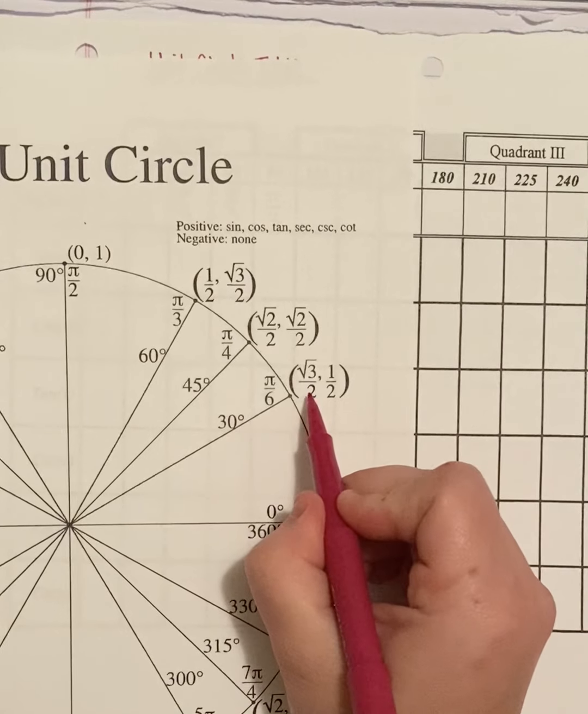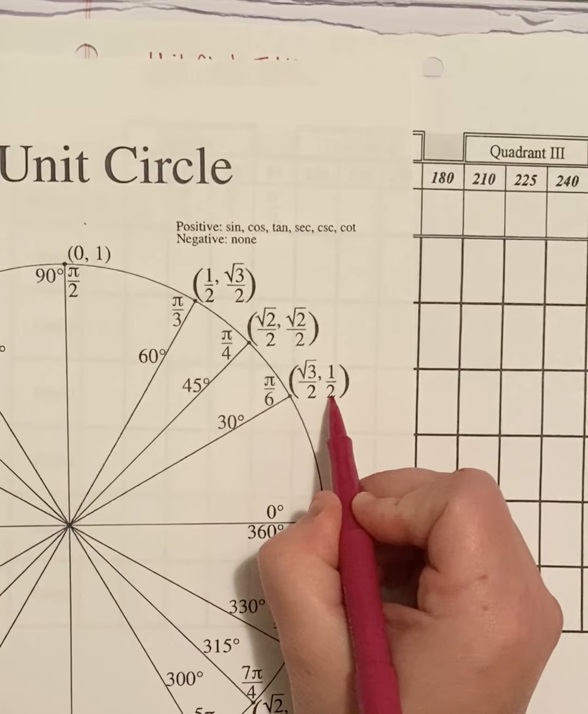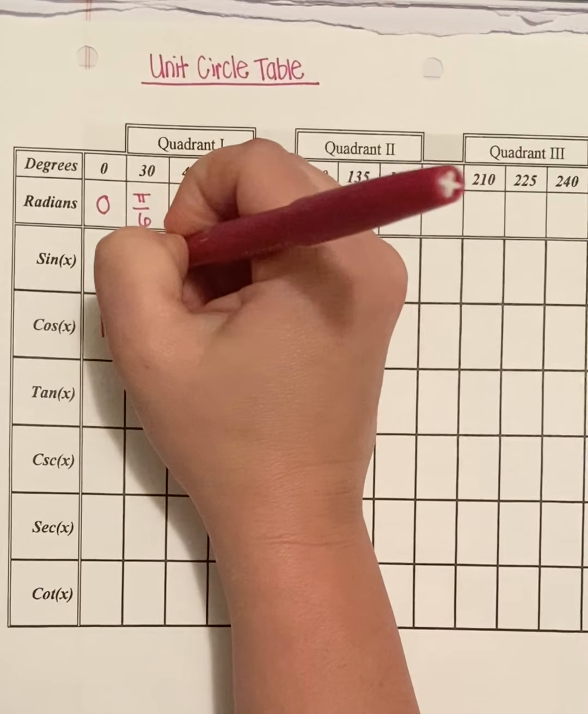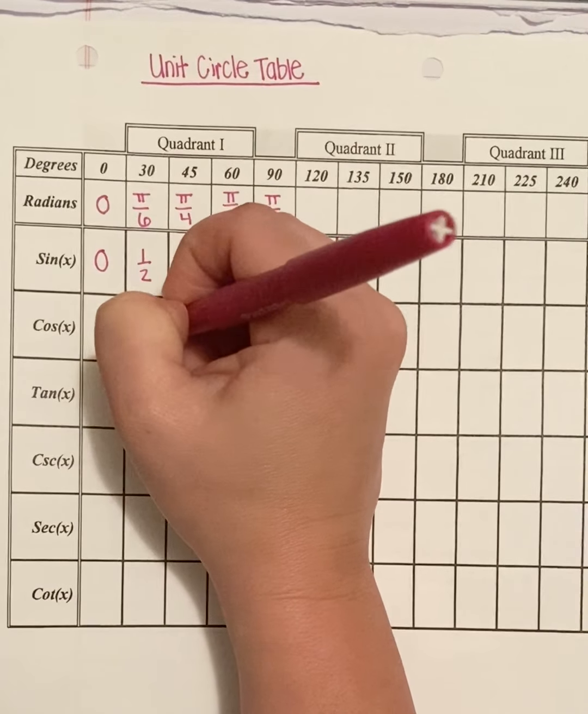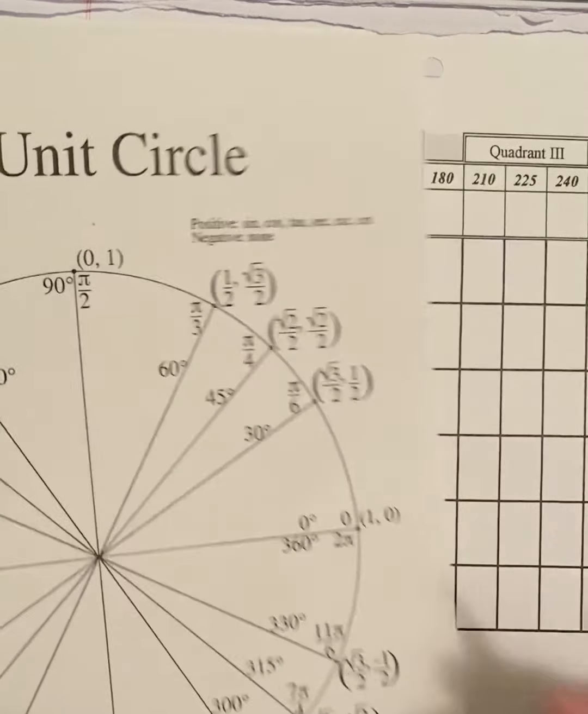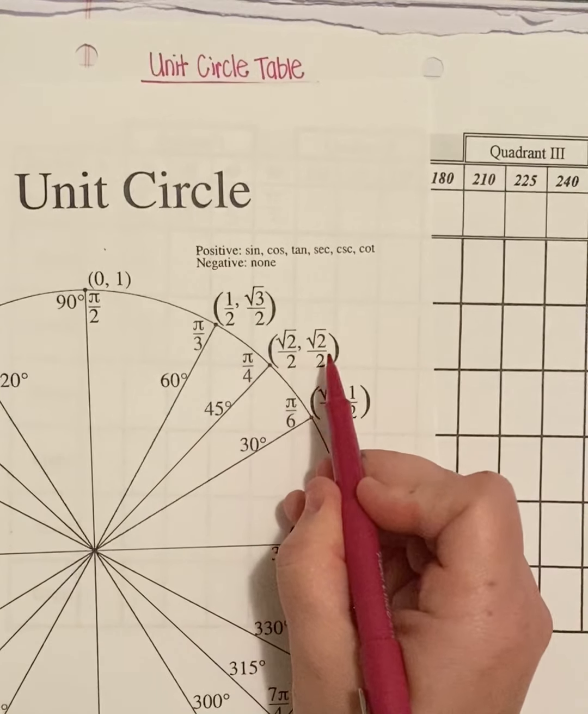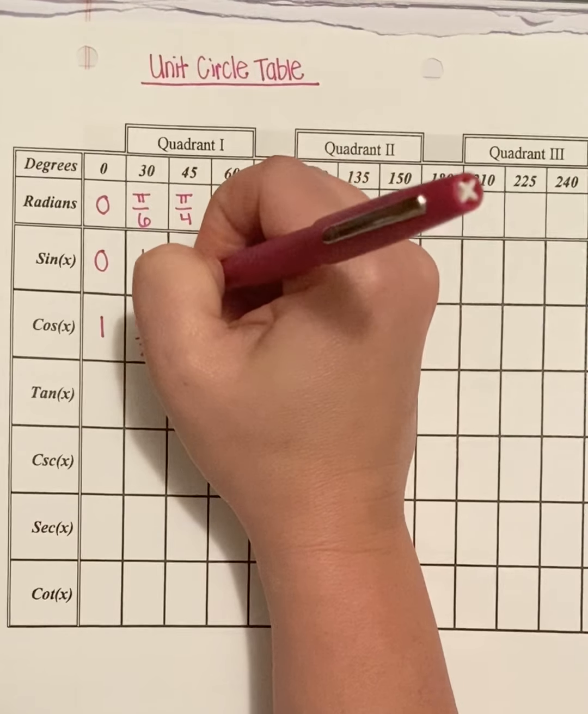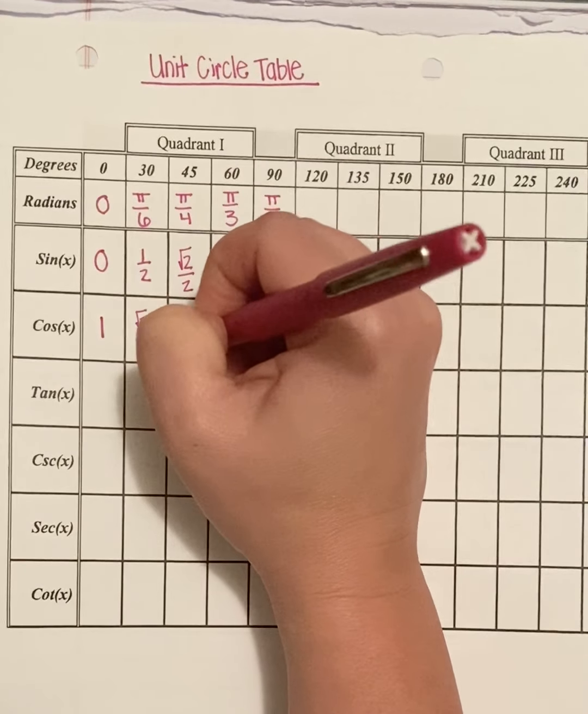Here's 30. The cosine is the square root of 3 over 2. The sine is 1/2. Remember on this sheet, sine comes first. So I'm going to write 1/2 first. And then this is the square root of 3 over 2. Next one I'm looking at is pi over 4. Both of these are the same way. Y comes first in my chart. So the square root of 2 over 2 here, and the square root of 2 over 2 here.